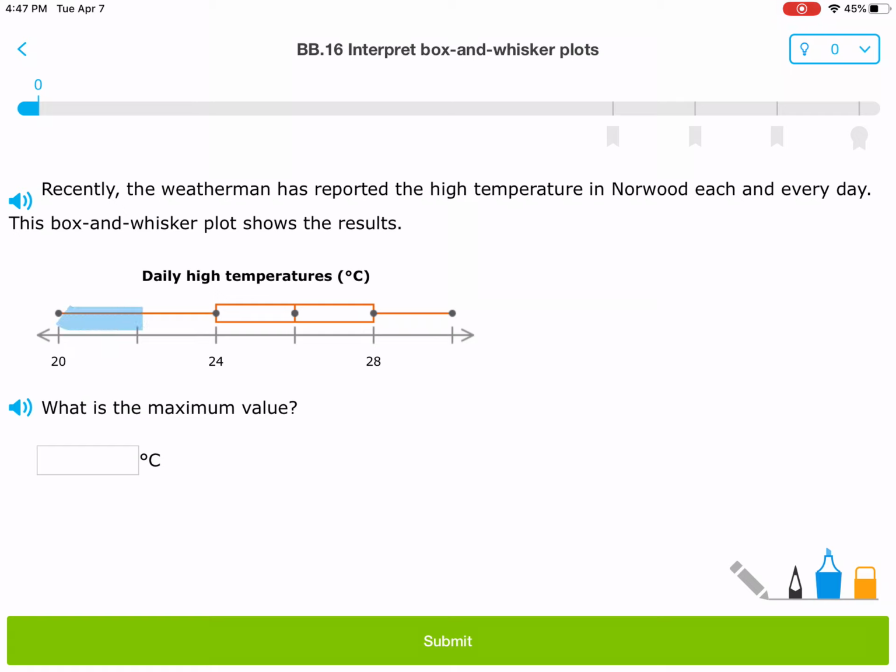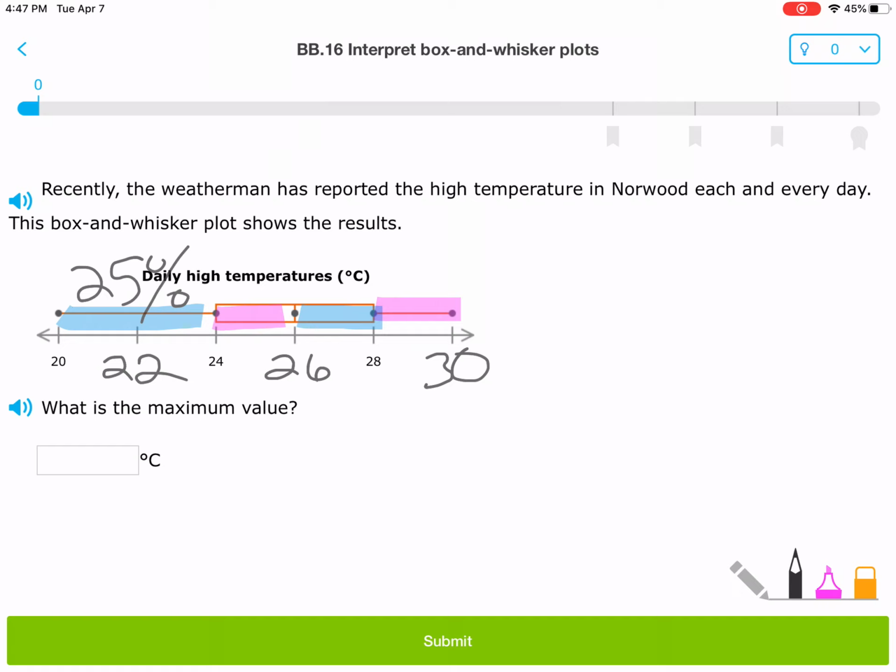So from 20 to 24 is one of the sections, and that is 25% of the data. Then from 24 to, we don't know that value, so what are we counting by? We're counting by 2's, so that would be at 26. So from 24 to 26 is another 25% of the data. And then from 26 to 28 is another 25% of the data. And then the last 25% will be from 28 to, that missing value is 30.